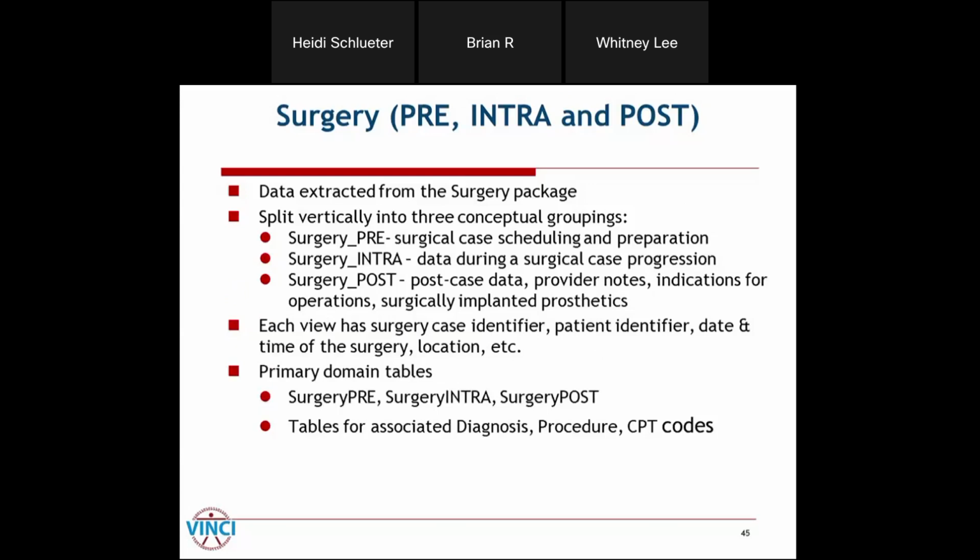The surgery domain, including pre, intra, and post. So this is data extracted from the surgery package. The pre, intra, and post is a vertical split into these 3 conceptual groupings.